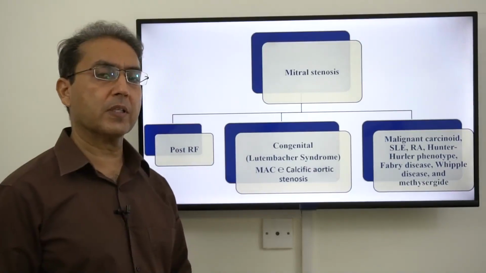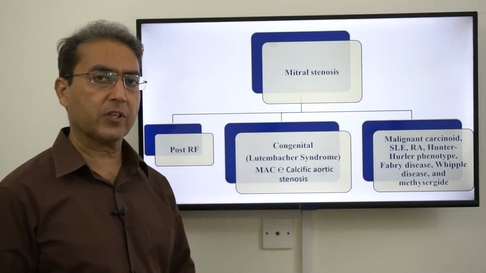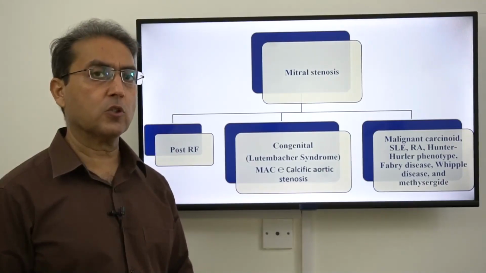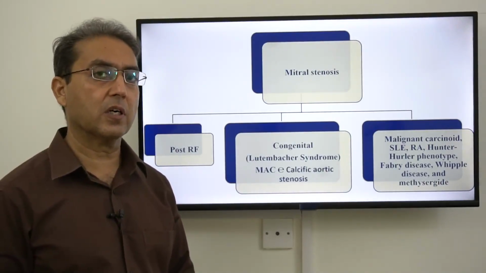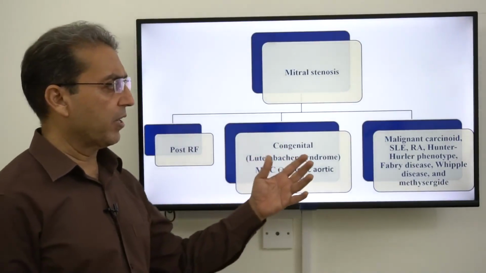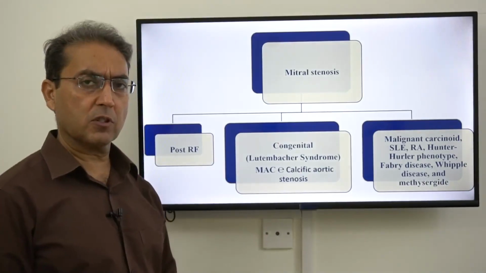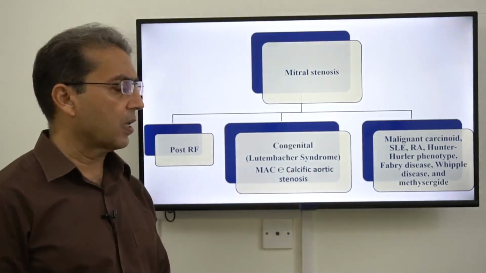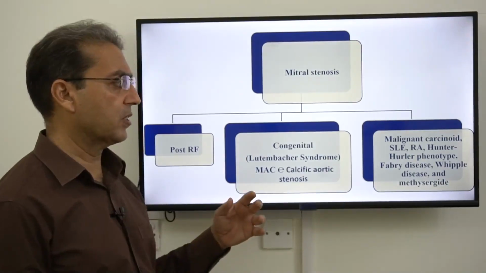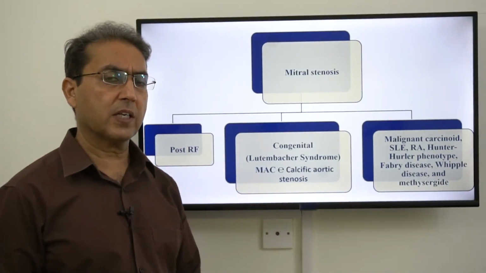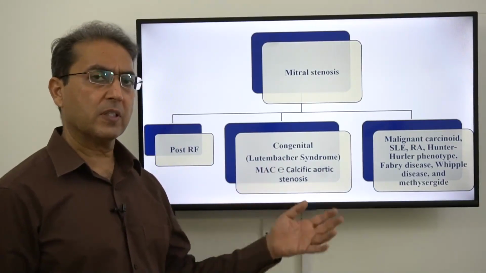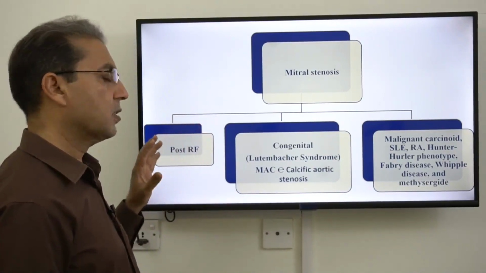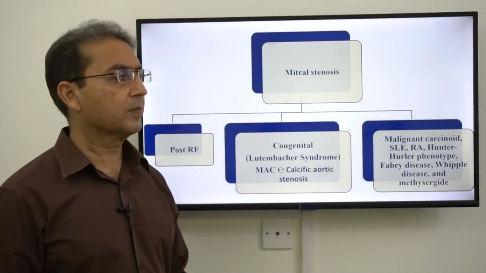And then in older people, there is heavy mitral annular calcification, which can lead to mitral stenosis. And this annular calcification is usually present along with the calcification of the aortic valve as well. Then very rare syndromes like malignant carcinoid, systemic lupus erythematosus, rheumatoid arthritis, the Hunter and Hurler type of phenotype, Fabry's disease, Whipple disease, and the use of methysergide may be associated with mitral valve stenosis, but these are really very uncommon conditions. So for practical purposes, mitral stenosis is due to rheumatic fever.